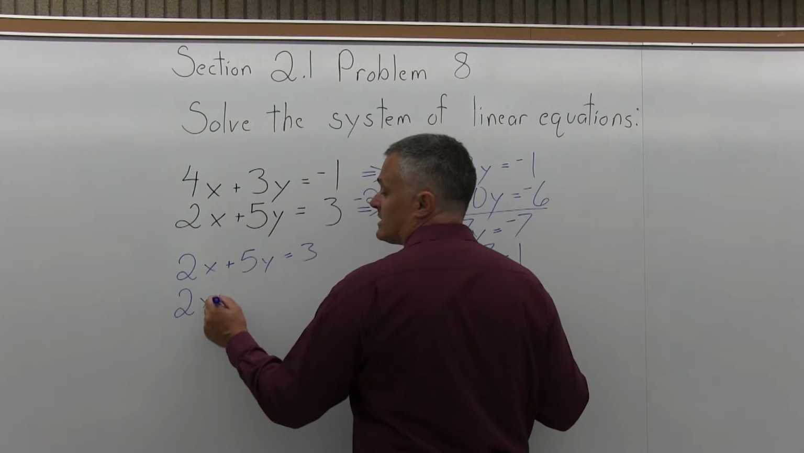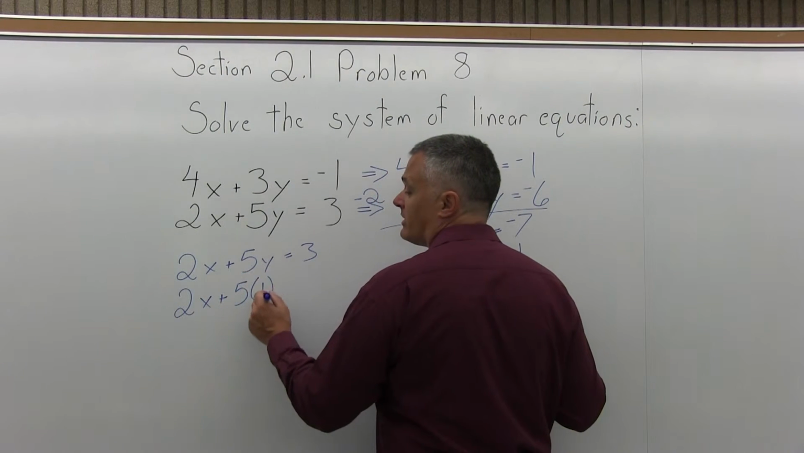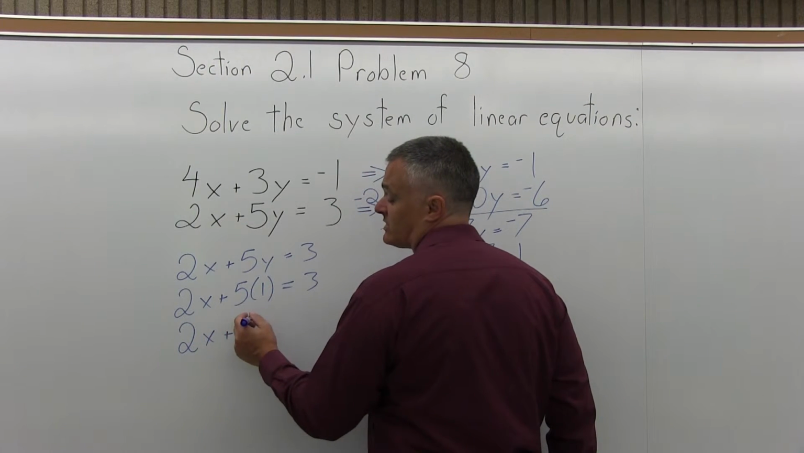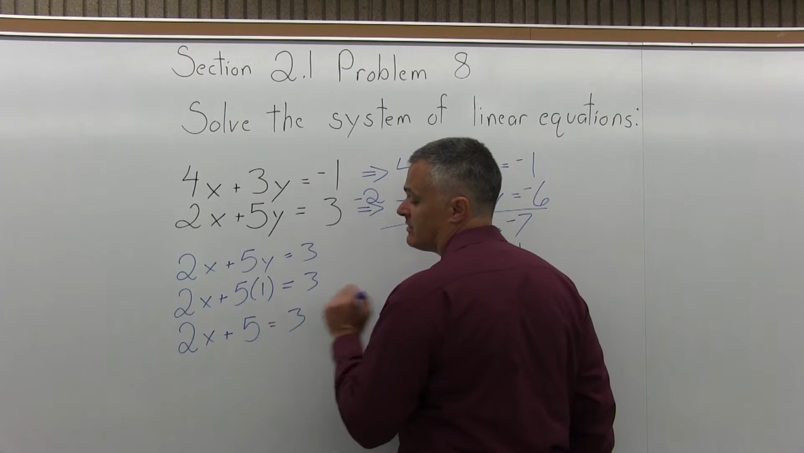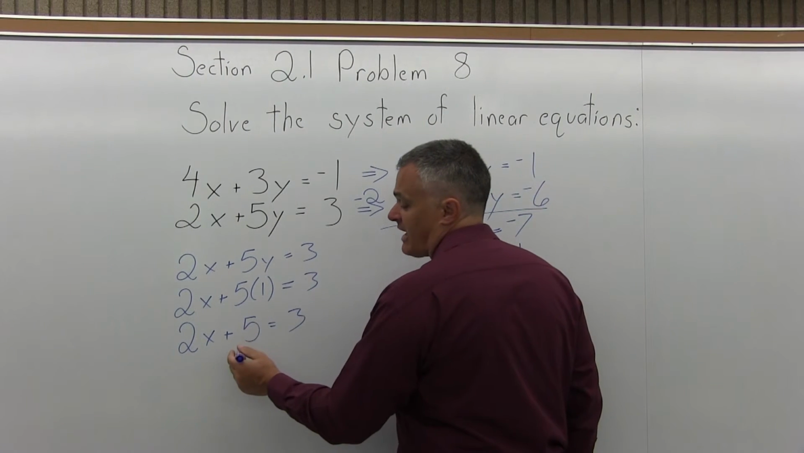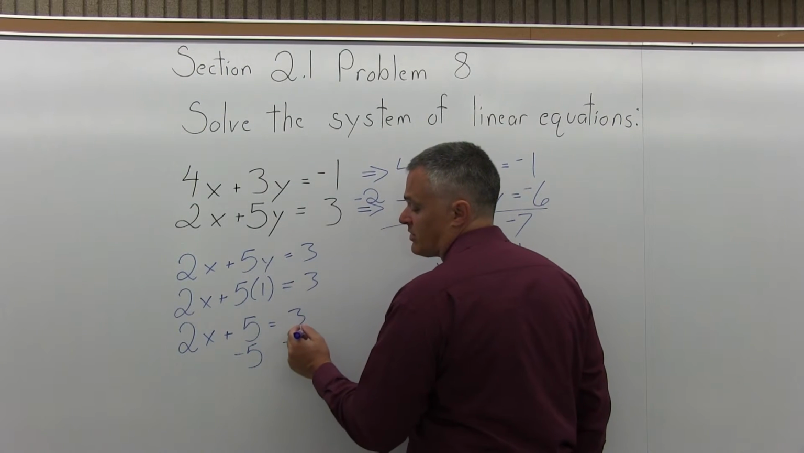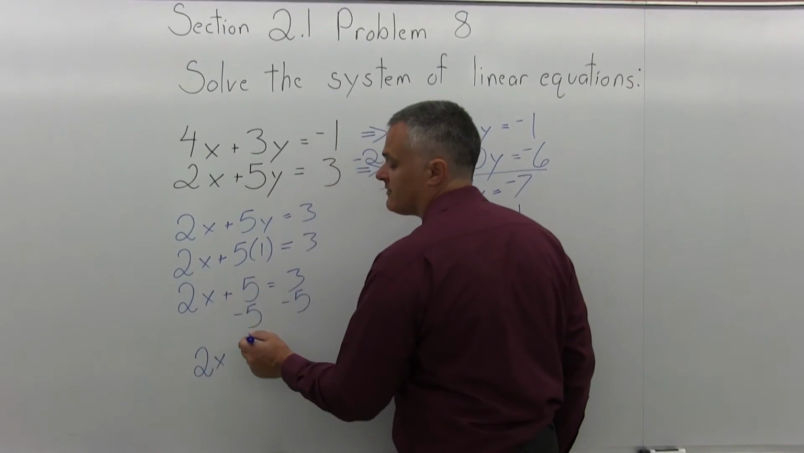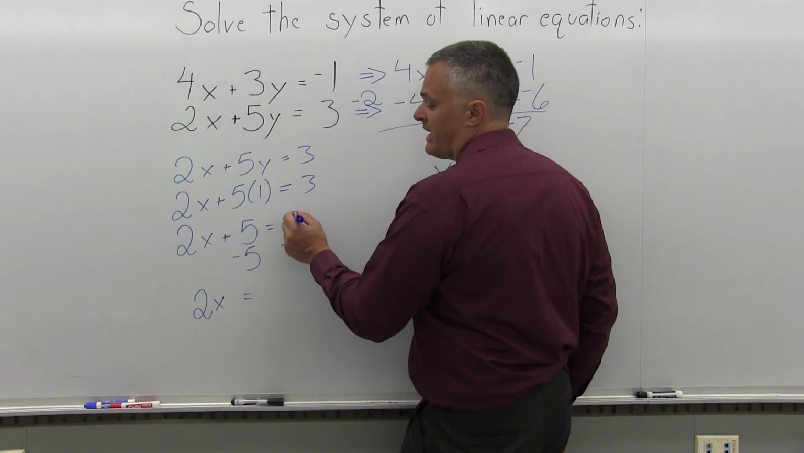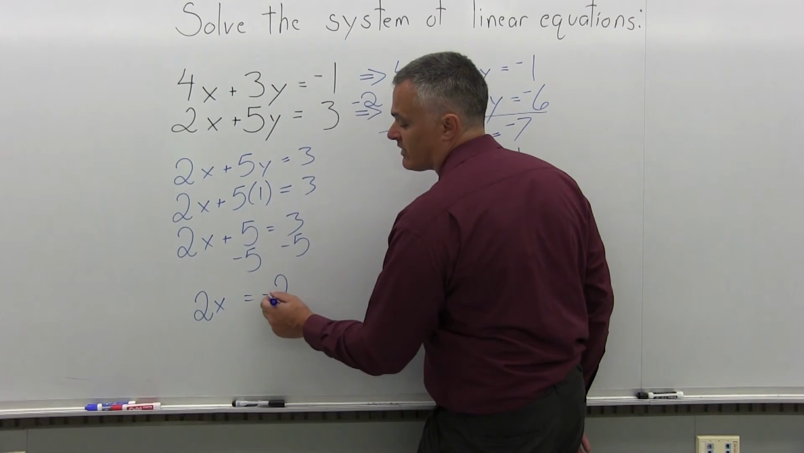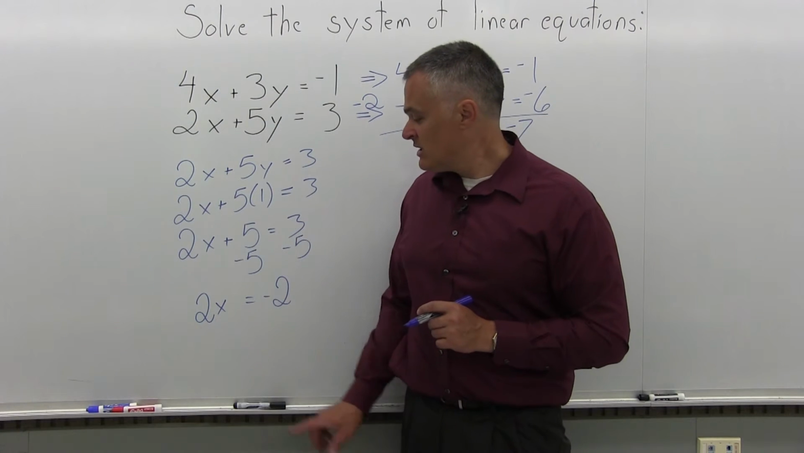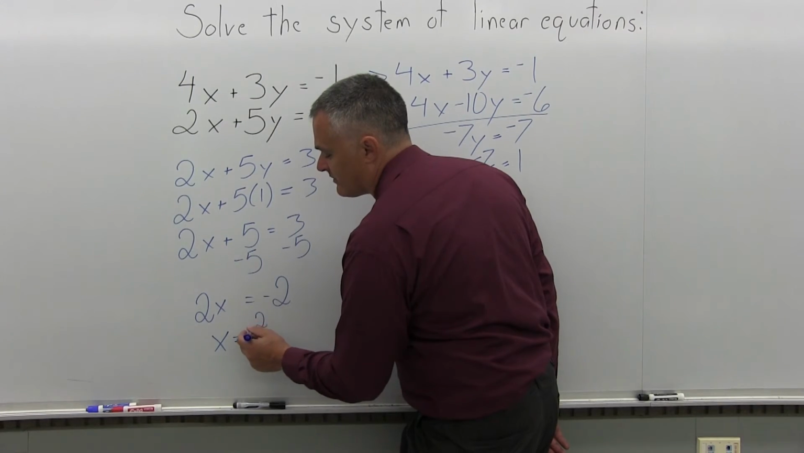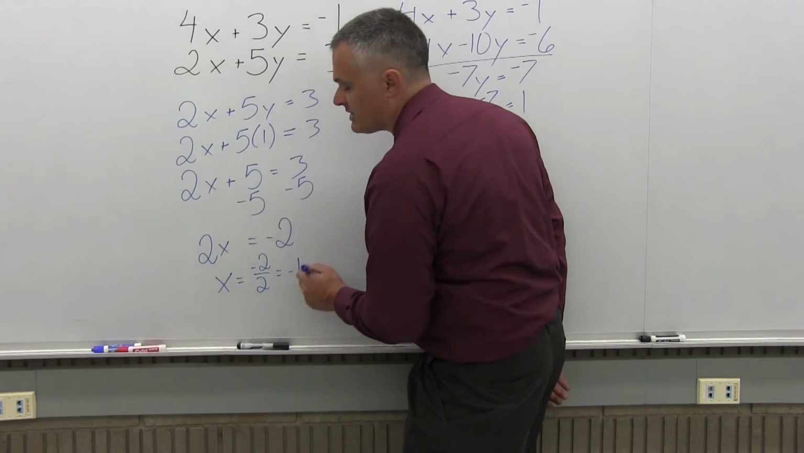So 2x plus 5 times 1 equals 3. And 2x plus 5 times 1 is 5 equals 3. And now I want to get rid of the 5 on the left side of the equation. So on both the left and right, I'll do minus 5. So that gives me 2x, the positive 5 and negative 5 cancel on the left side of the equals. And positive 3 and negative 5 will give me a negative 2 on the right side of the equals. To solve for x, divide out the 2. So x equals negative 2 over positive 2, which reduces to negative 1.